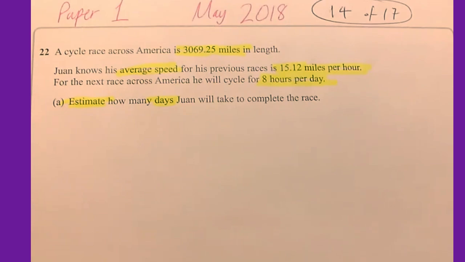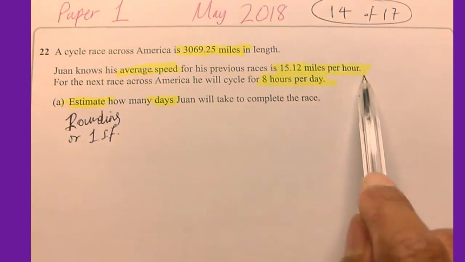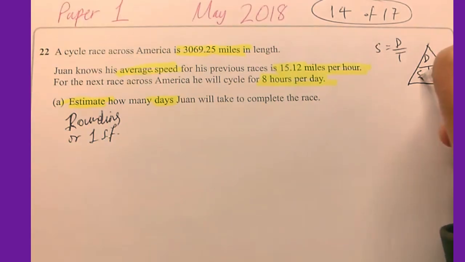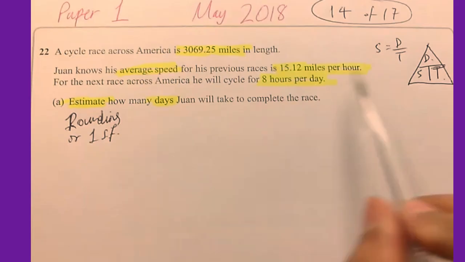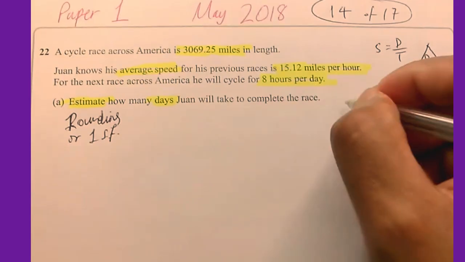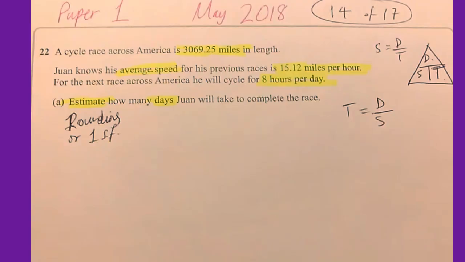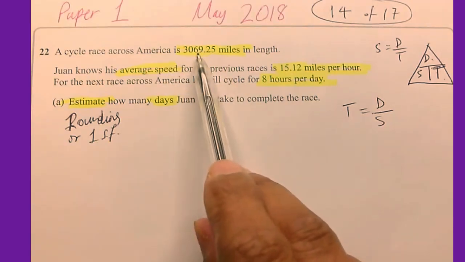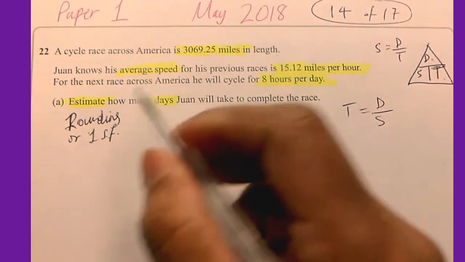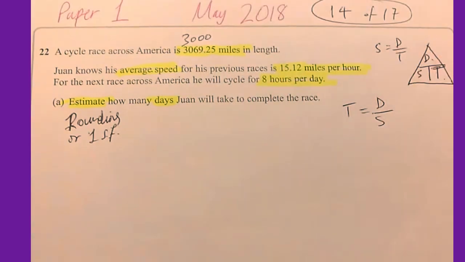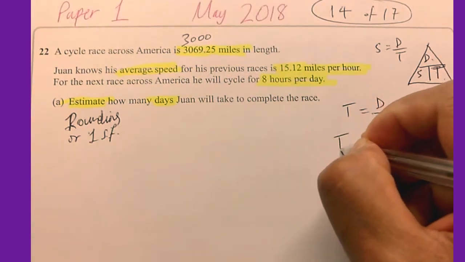So a few things happening here. All right, so speed equals distance divided by time. Speed, distance, time. And we are working out how many days, so that's time. So time is going to equal distance divided by speed. So what's my distance here? I'm going to round this. So I can round it to 3,000. Okay, so my distance becomes 3,000.